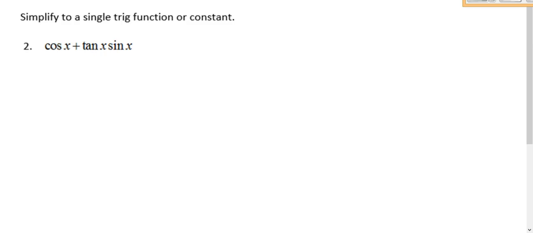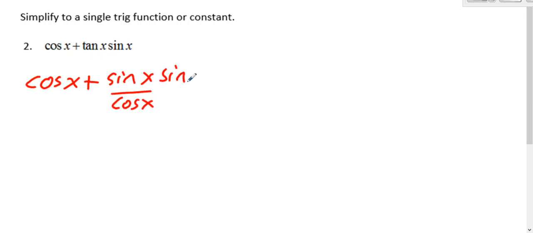Do the same thing with this one. So that's cosine x plus tangent, which is sine over cosine, times sine. And now they do not have a common denominator, so we will make them have a common denominator by multiplying by cosine and cosine, so that becomes squared.